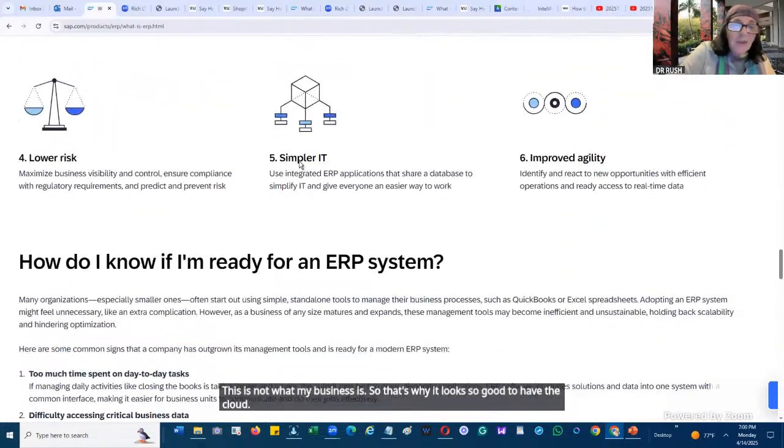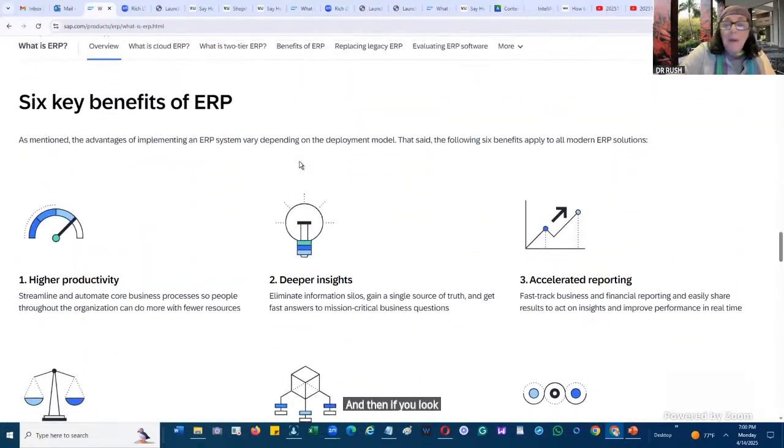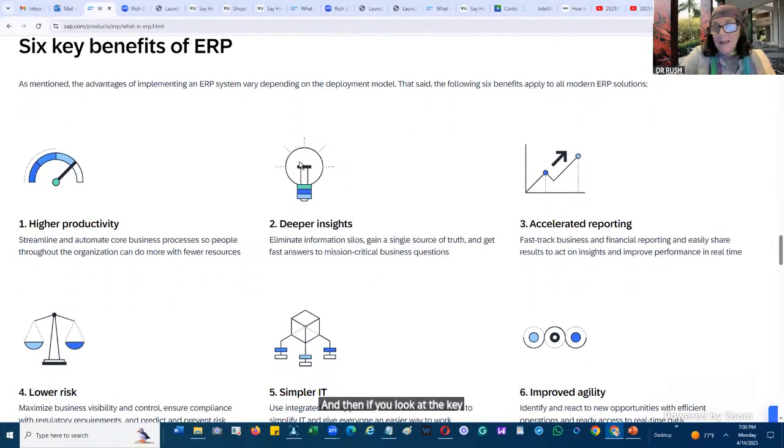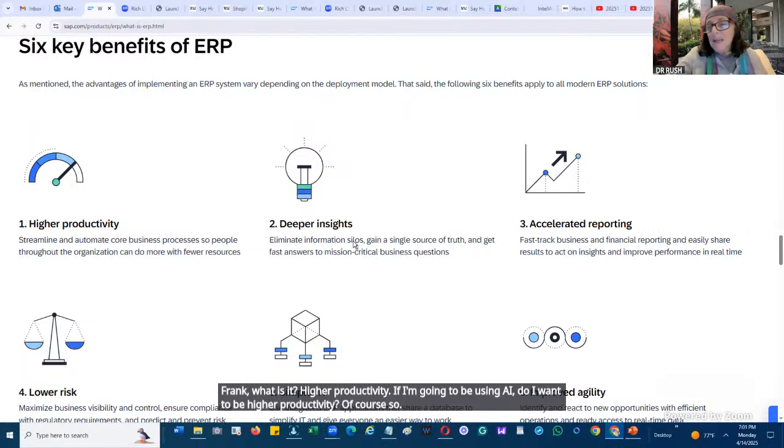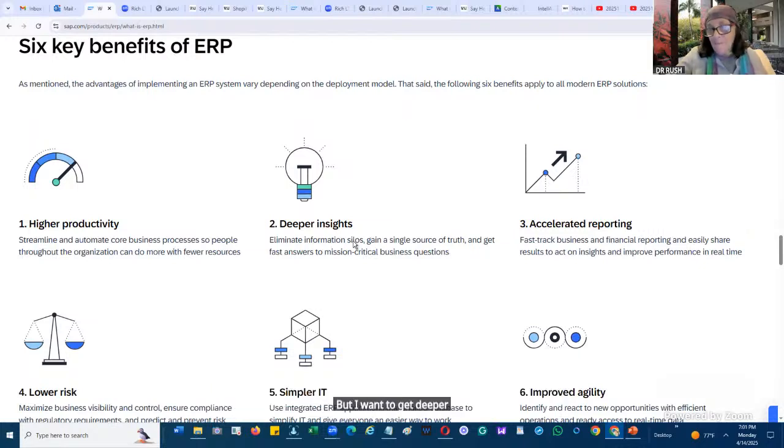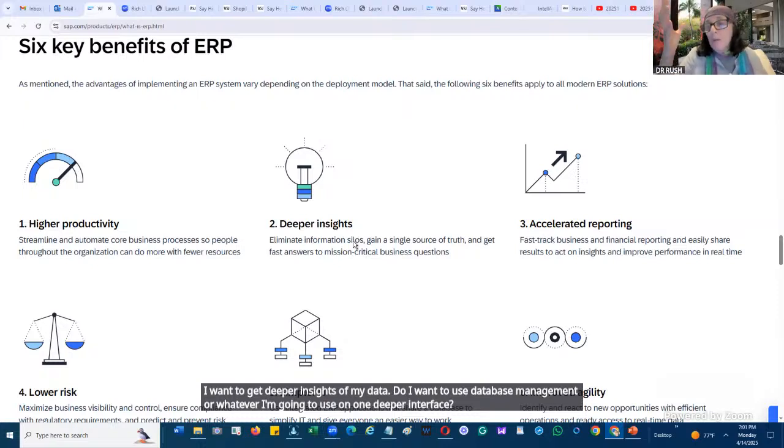And then if you look at the key benefits of ERP, look at this. This could be the key benefits of any technology today. Frank, what is it? Higher productivity. If I'm going to be using AI, do I want higher productivity? Of course. If I want to get deeper insights of my data, do I want to use database management or whatever I'm going to use? I want deeper insight. Tell me more about my data.